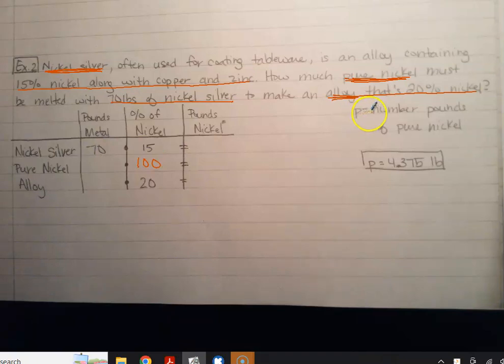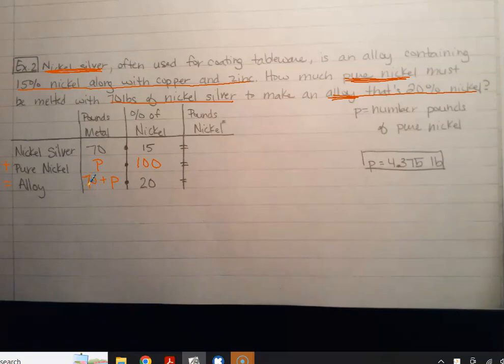So I gave us P equals the number of pounds of pure nickel. So for pure nickel, the pounds, we're just going to put P, which means our alloy is going to be what? Think about the context of the problem. We're taking nickel silver and we're melting pure nickel with it to get an alloy. So we're adding these two to get this total down here. That's going to help us fill in the pounds of metal, because we're going to have 70 pounds of nickel silver plus however many pounds of our pure nickel to get our alloy.